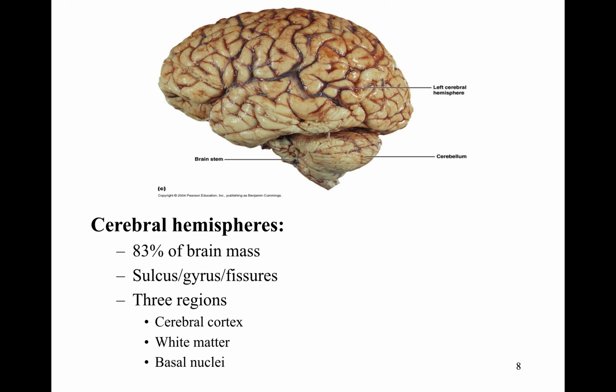The cerebral hemispheres make up about 83% of the brain's overall mass. That's a huge portion of the brain mass just accounted for by these cerebral hemispheres.